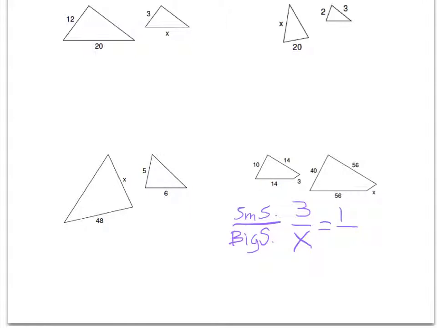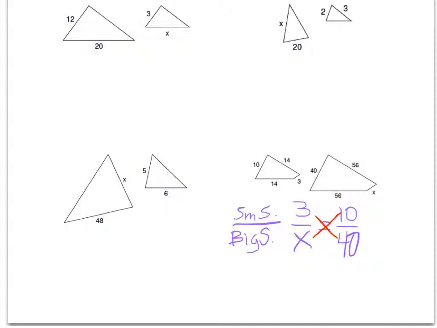If I pick the 10 side on the small shape, I have to pick the same side on the big shape, which would be the 40 side. Notice that 10 is on the small shape, so it's listed on the upper level with all the other small shape information, and the 40 is part of the bigger shape, so it's listed on the bottom along with all the bigger shape information. Right there we've set up our proportion.